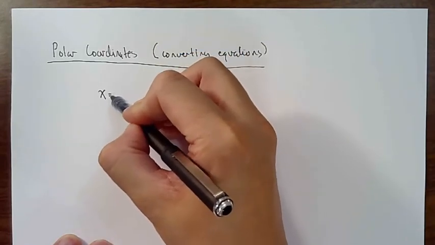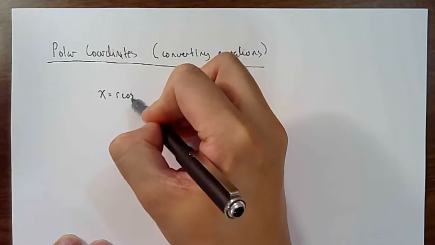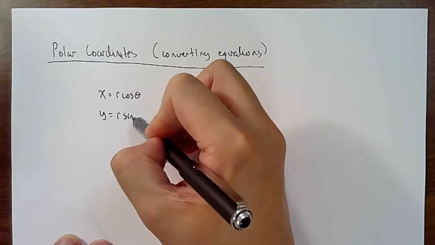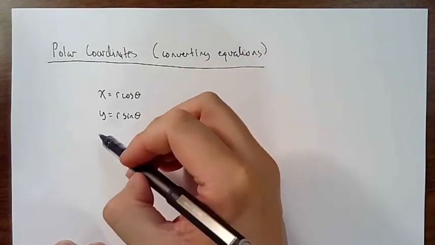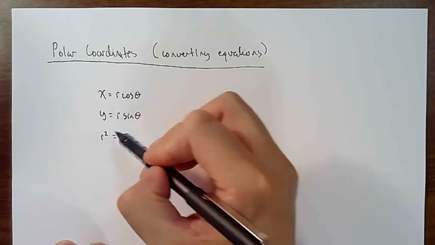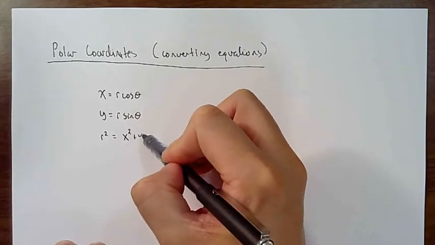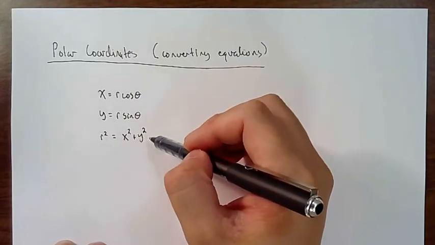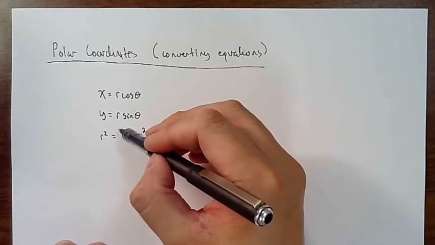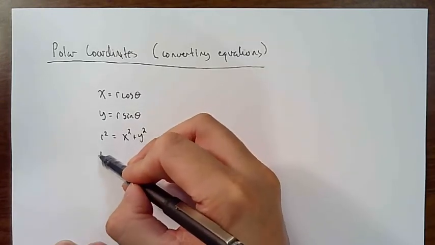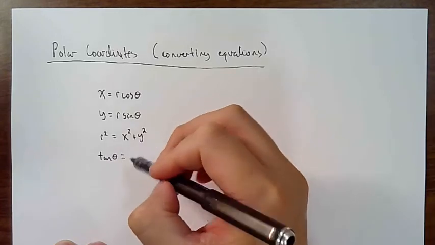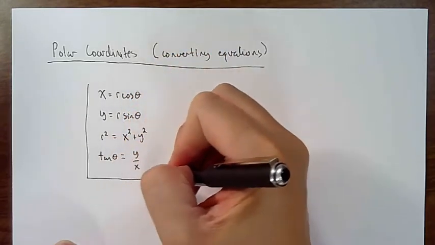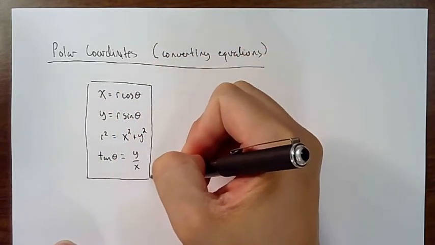x is equal to r cosine theta. y is equal to r sine theta. These two should be pretty familiar to us. Then we have r squared is equal to x squared plus y squared. And this is a variation of r equals square root of x squared plus y squared, where you have squared both sides. The last one is that tan theta is equal to y over x. So armed with these conversion factors, we can start converting some equations.